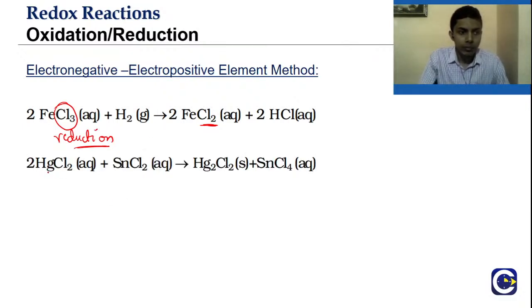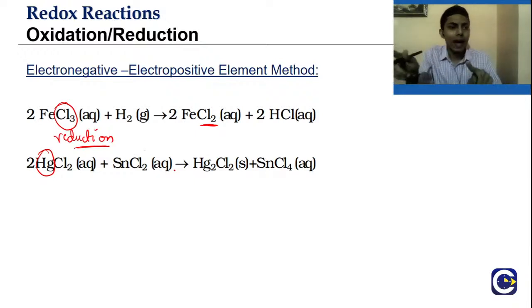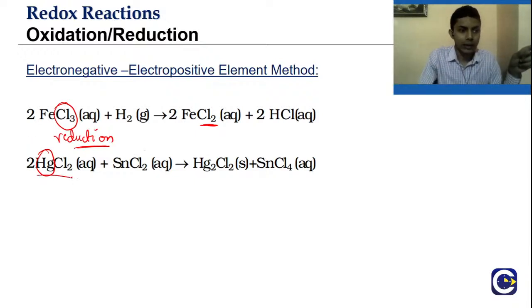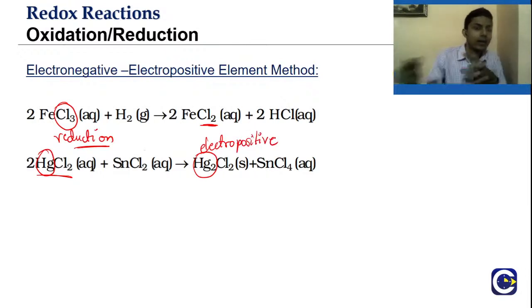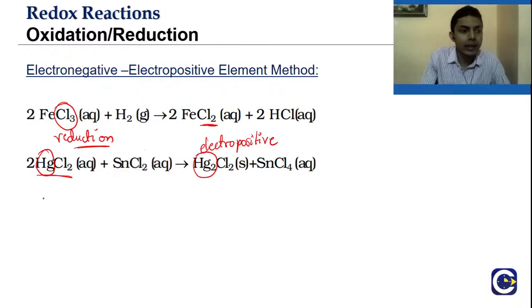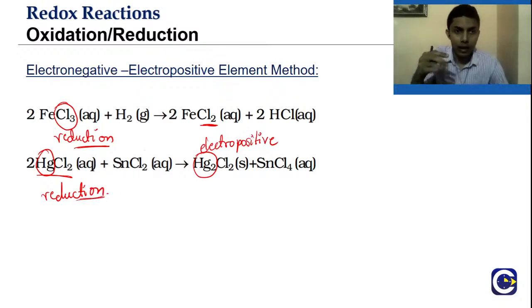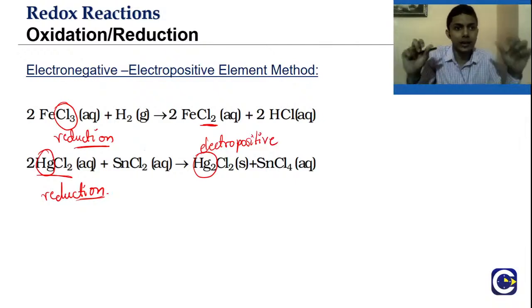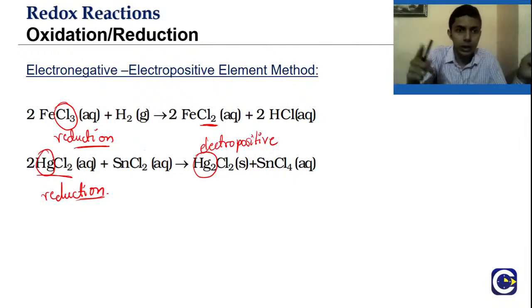Here, Hg. I can say either Hg is getting added to HgCl2, one more Hg is getting added, which is electropositive compared to Cl. Since Hg is getting added, electropositive getting added means it is reduction. Clear? So you all can apply this also in the same way as oxygen and hydrogen.